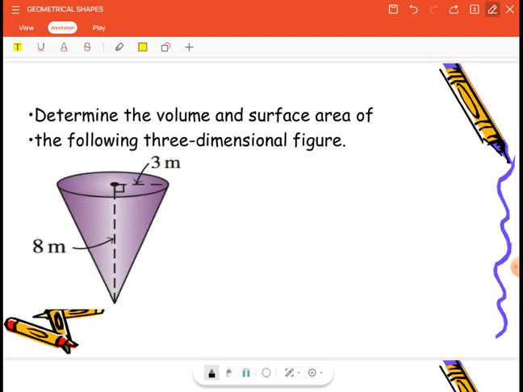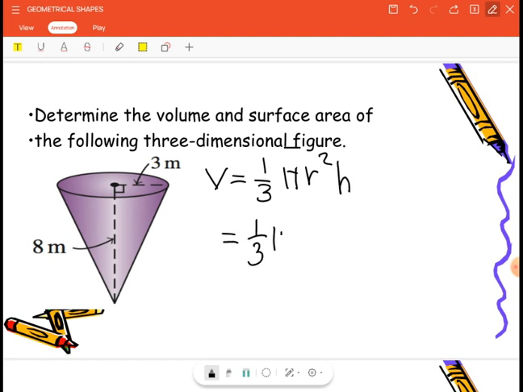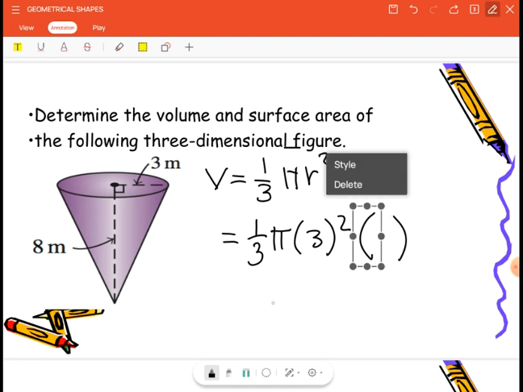Determine the volume and surface area of the following 3D figure. Ito naman ay cone. So, by example, yung ating volume is equals to the 1/3 of pi r squared times the height. Okay? So, we have 1/3. Then, copy mo yung pi. We have the radius na 3. So, ilalagay ko na. Squared. Then, yung height na 8 meters. Okay?